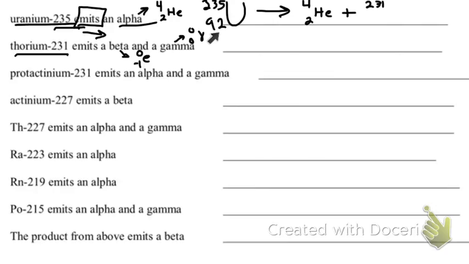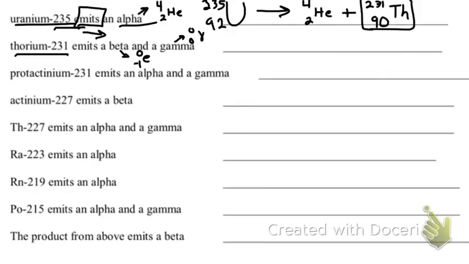Same thing applies for the number of protons. On this side we have 92 protons. On this side we have 2 protons. 2 plus what number is 92? We should get an answer of 90. Then you look to your periodic table and decide which element has 90 protons. As I look at the periodic table, it looks like it should be thorium. Now, thorium-231 is your final answer.